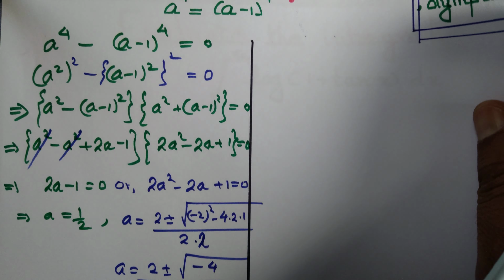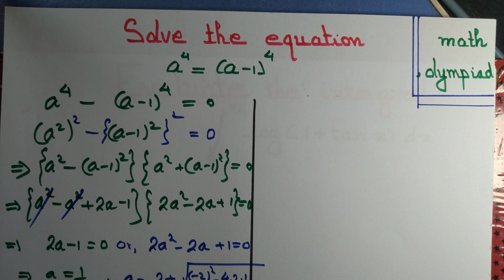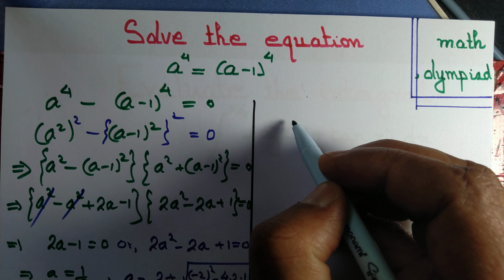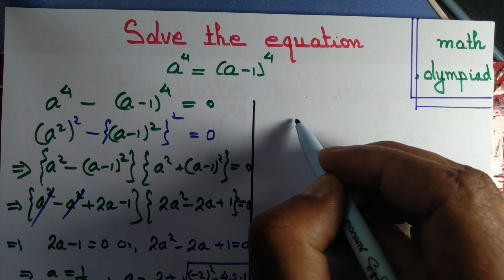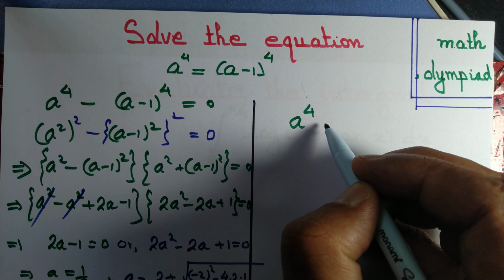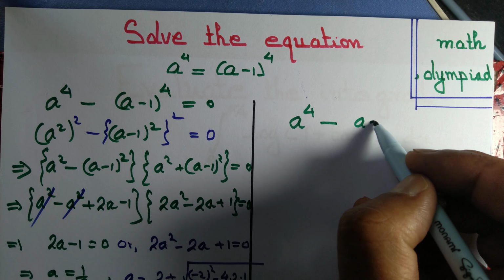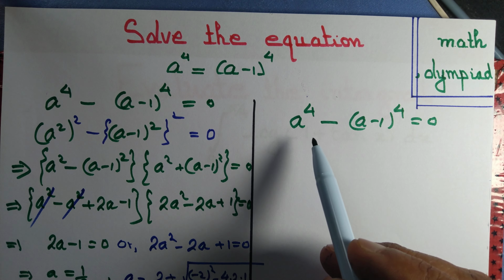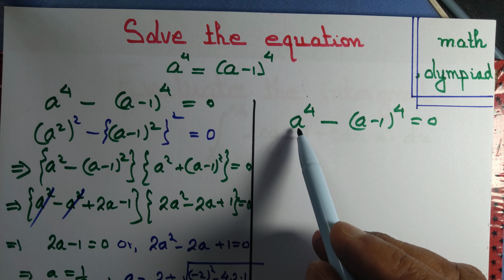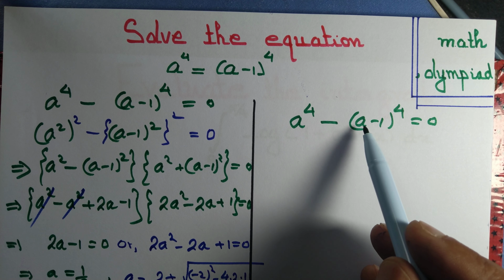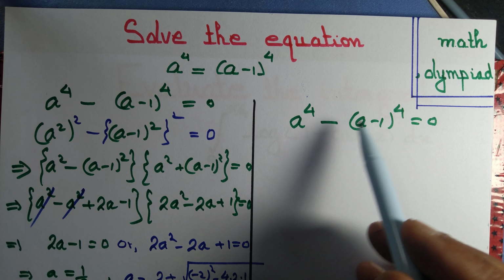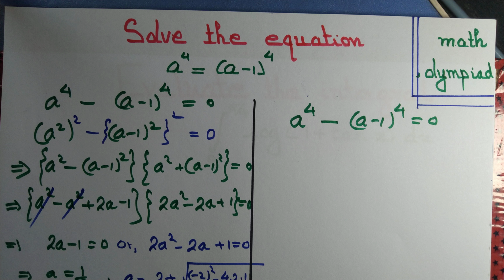Is there another method of doing it? Yes, but it's a bit difficult. Let's do it. First we observe that a to the power 4 minus (a minus 1) to the power 4 equal to 0. And you further observe that if you take a equal to half, then you get half to the power 4, and minus half to the power 4, and they are equal. So a equal to half is a solution.